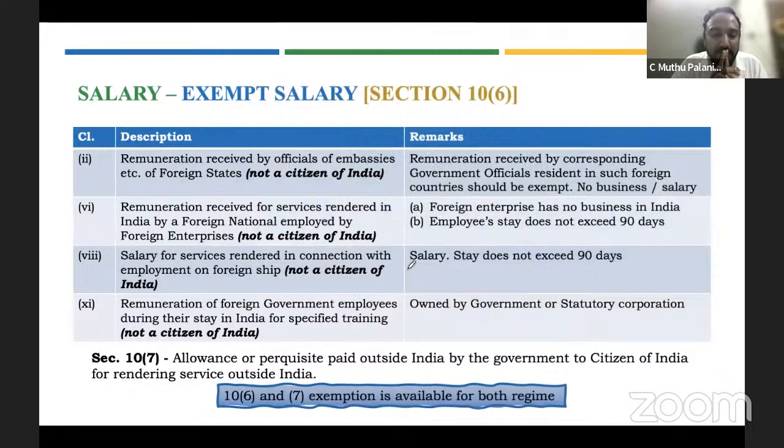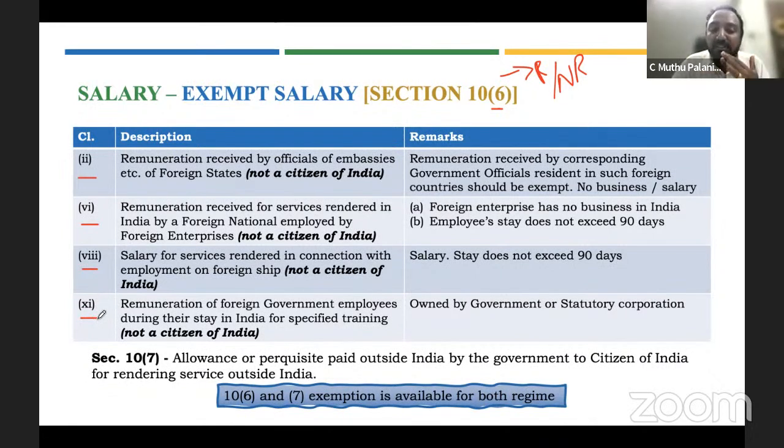With respect to salary, there are some salaries which are exempt, discussed under section 10, clause 6. Section 6 is the section which tells you whether you are a resident or non-resident. Now, section 10 clause 6 talks about non-resident salary, in these four situations. In these four situations, it is not taxable, it is exempt.